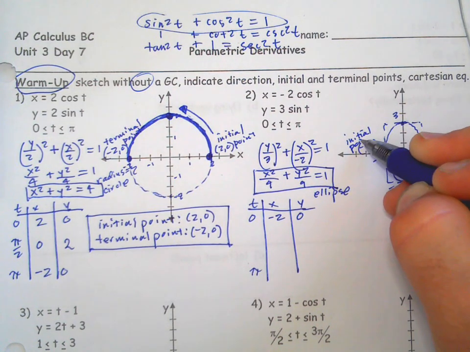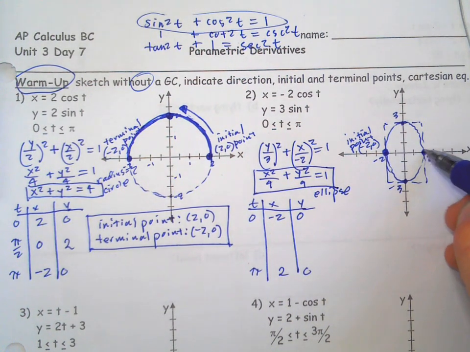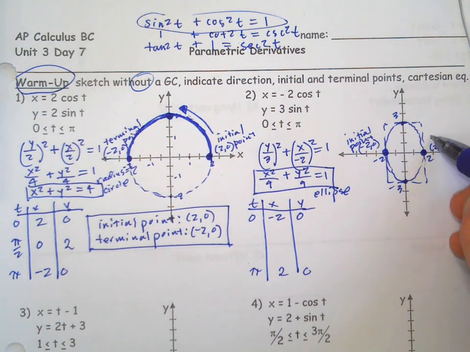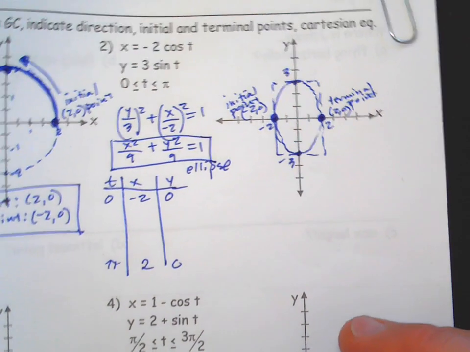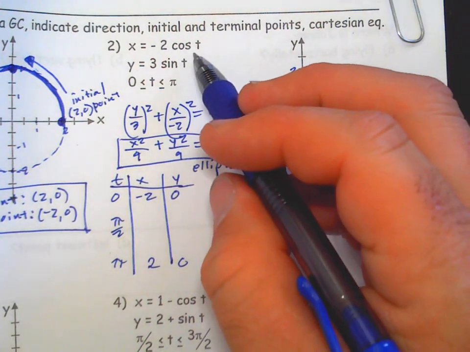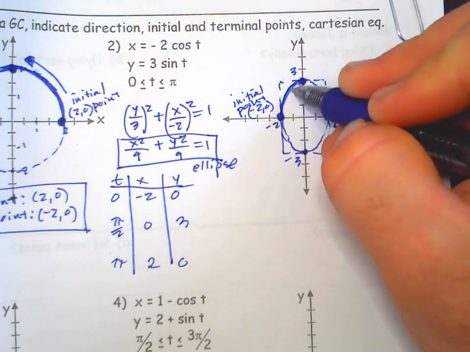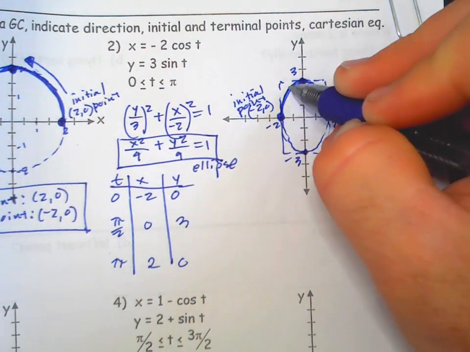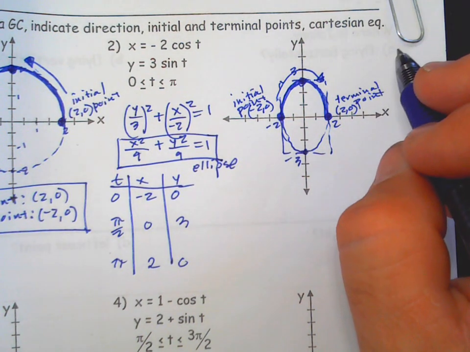So we're on the left side. And then when we go to pi, that's going to be +2, 0. So it's going to end over here. Terminal point. Go zoom in. It makes it easier to see. Okay, and we could plug a point in between, pi over 2. That's going to be 0, 3. So it does go over the top, like last time. But the direction is the other way. This is like clockwise instead of counterclockwise like last one.